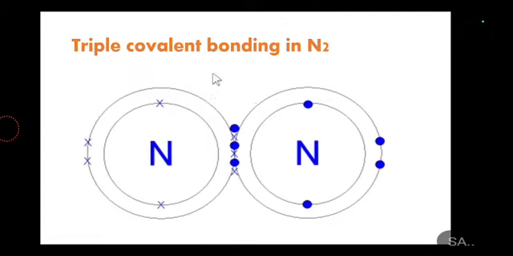So if you want to have the idea about the triple covalent bonding in nitrogen gas, then you can see here the dot and cross diagram. So there are 1, 2, 3, 4, 5 valence electrons here for this nitrogen atom, and the other 5 electrons, 1, 2, 3, 4 and 5, are lying here in the valence shell of this nitrogen atom. So they will share 3 bond pairs in order to complete their octet. So this is how they will form 3 covalent bonds.